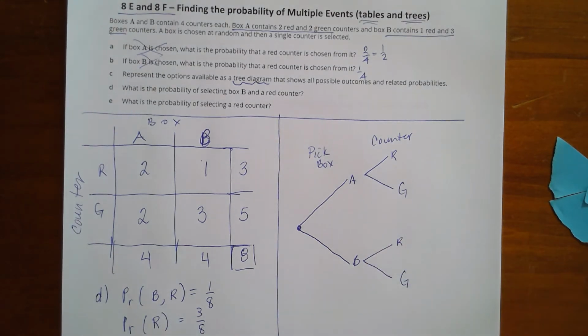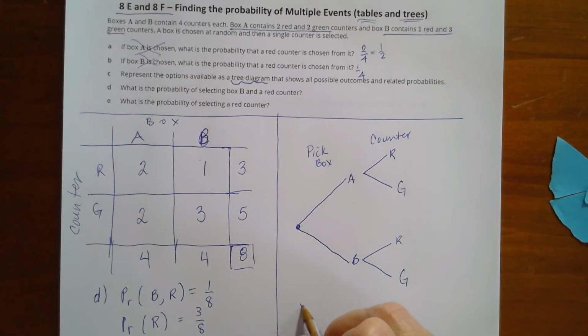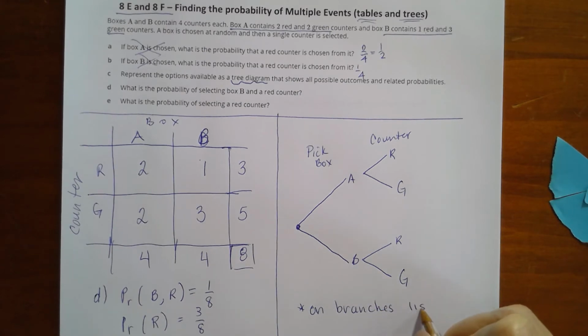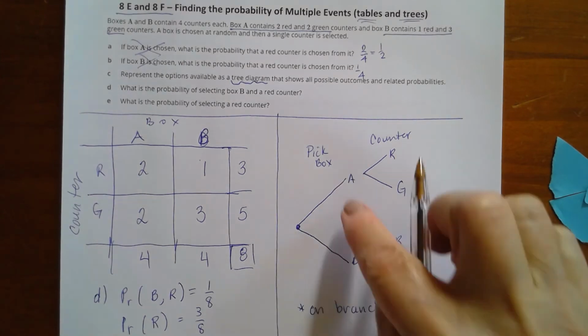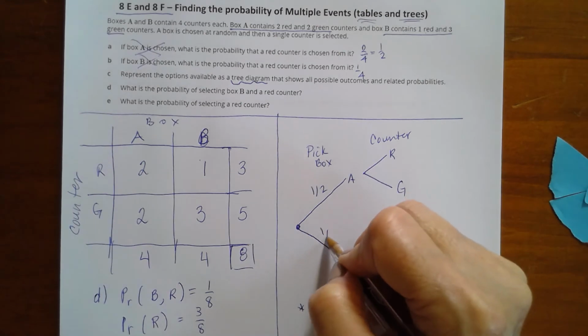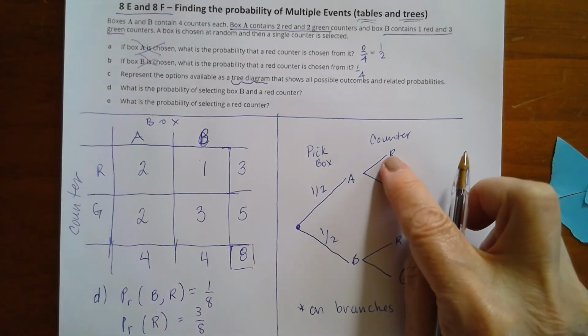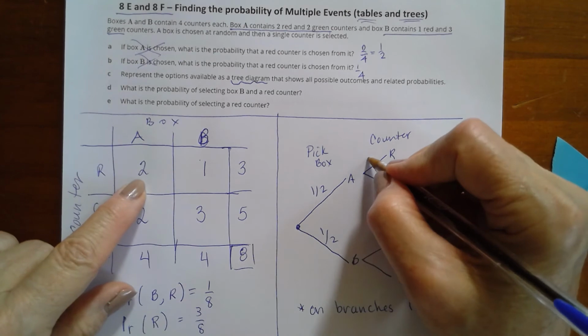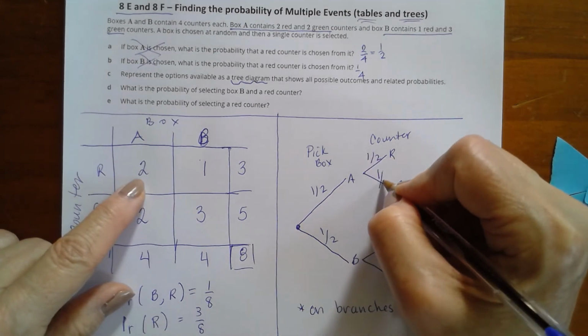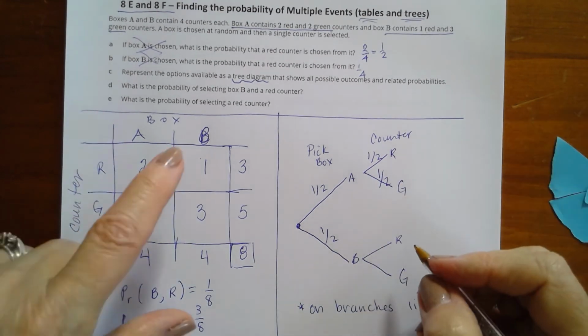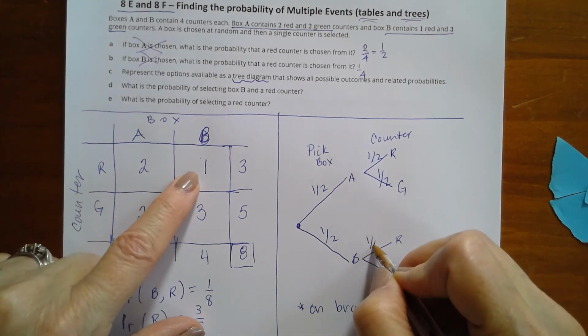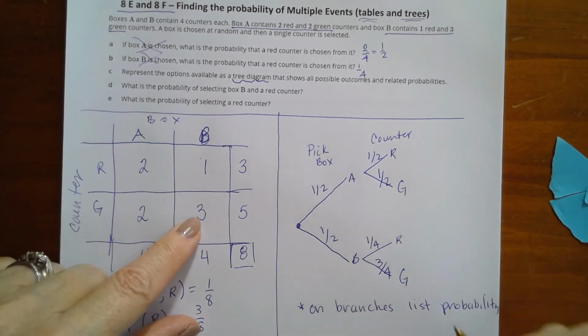And on these branches, you can put the probabilities. So on branches, list probability. Okay, on branches, list probability. So I have a 50-50 chance here, so half and a half. And I know these things. When I'm in box A, I have a 50-50 chance of getting red or green because there's the same number of each. And when I'm in box B, I have 1/4 of red and 3/4 of green.